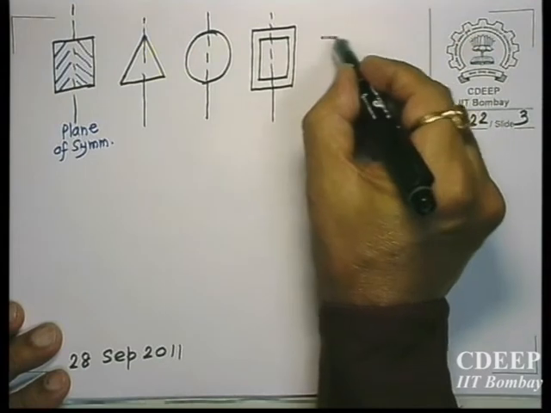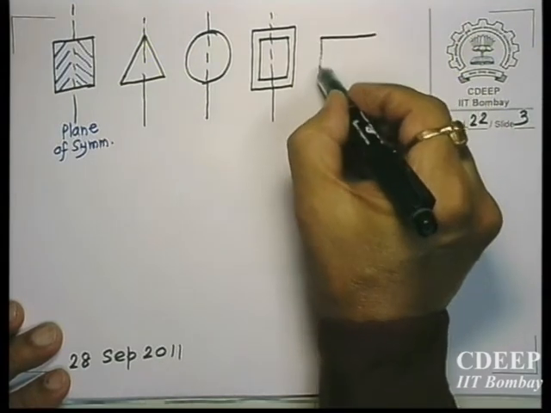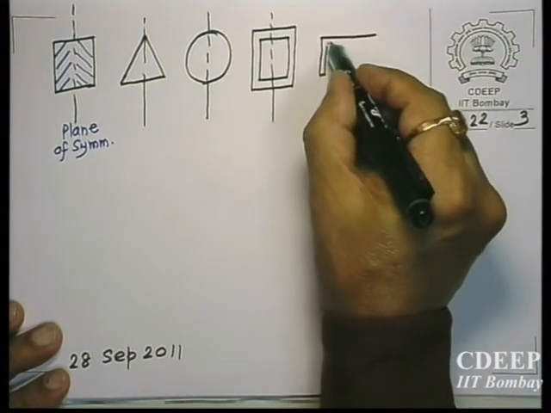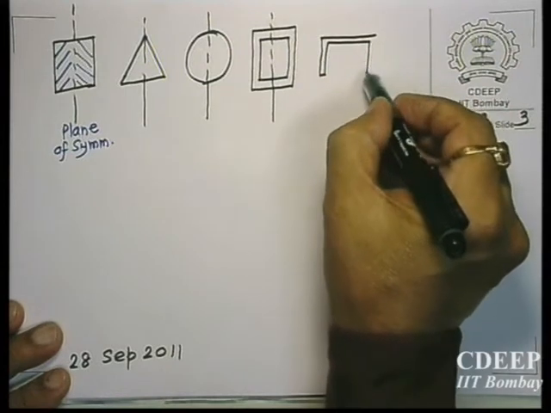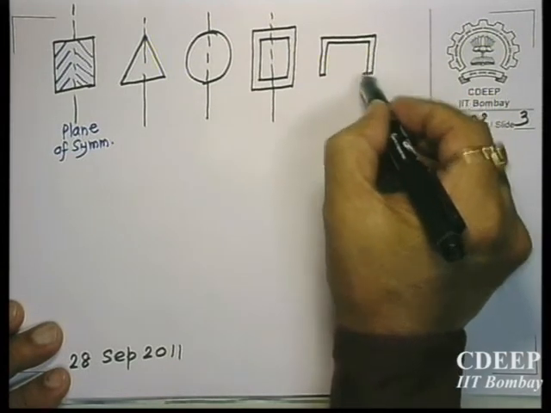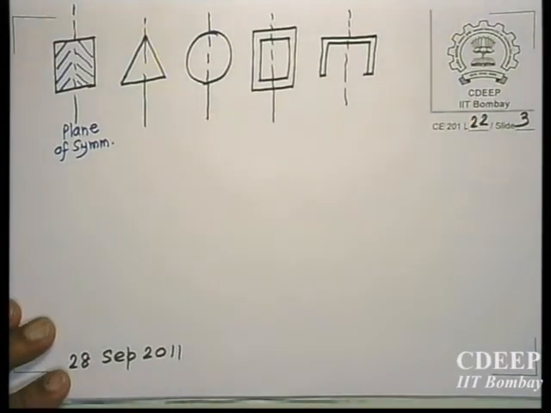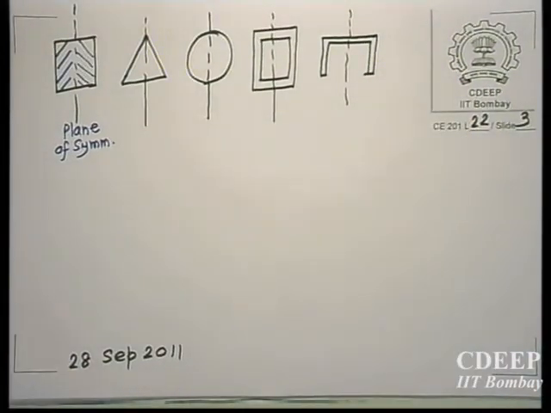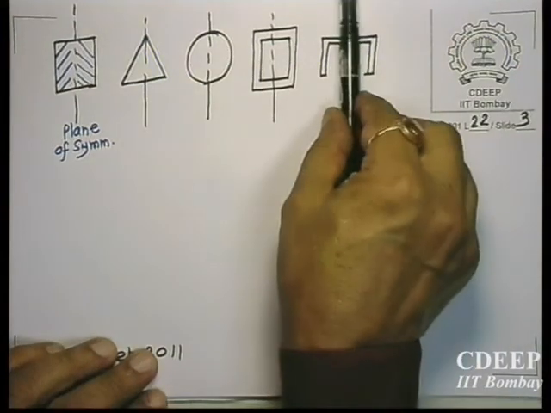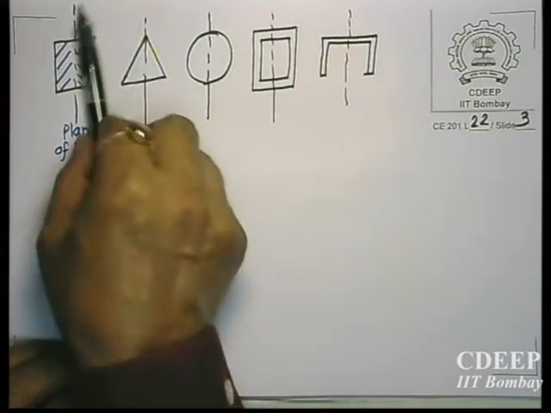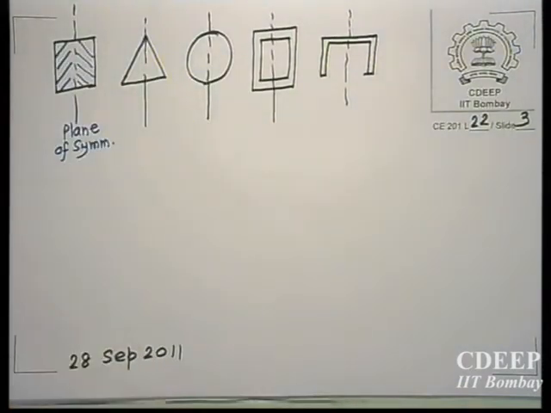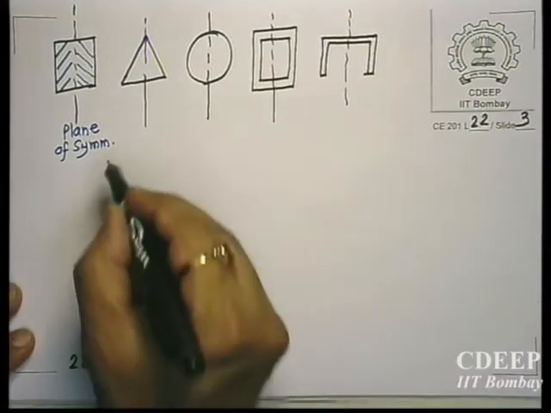We can have a channel, but the channel has to be used like this, then this has a plane of symmetry, but not otherwise. If you turn it by 90 degrees, then that cross section will not have. So loads have to be applied in this plane. So all such cross sections are possible. You can have a T section. We have an I section.